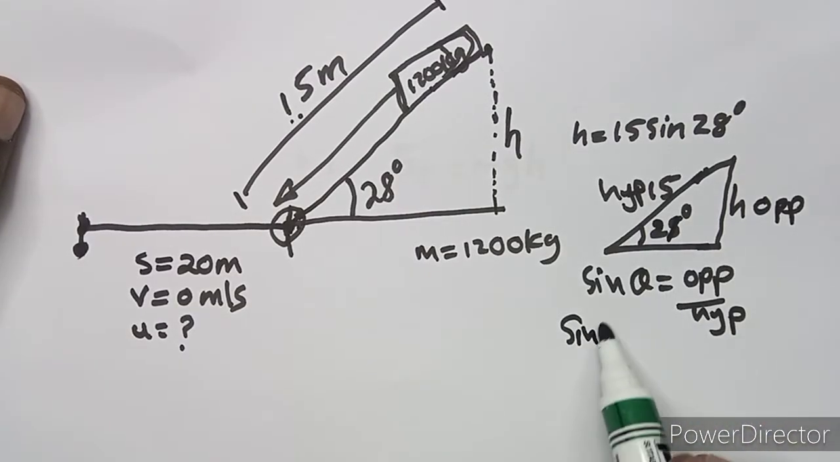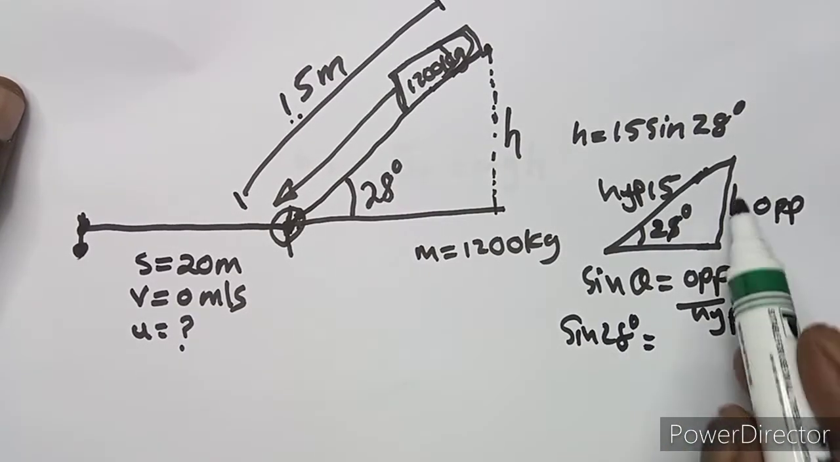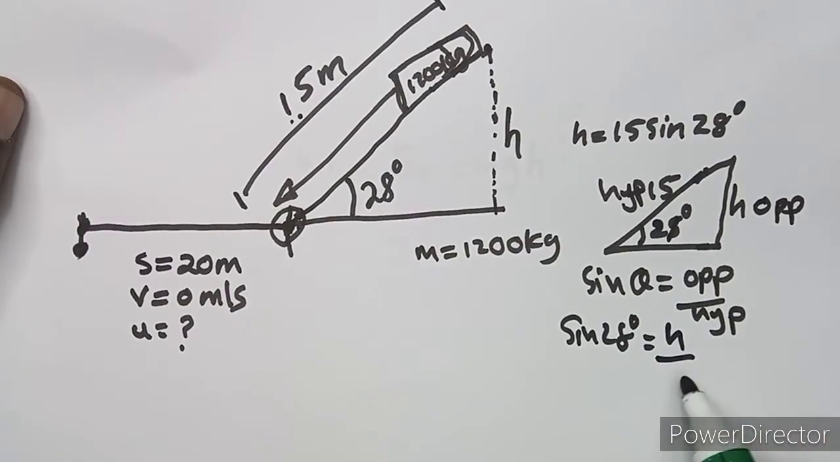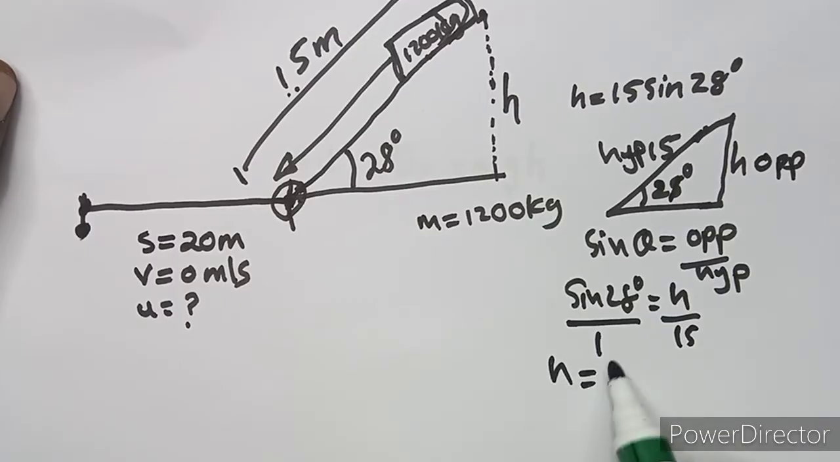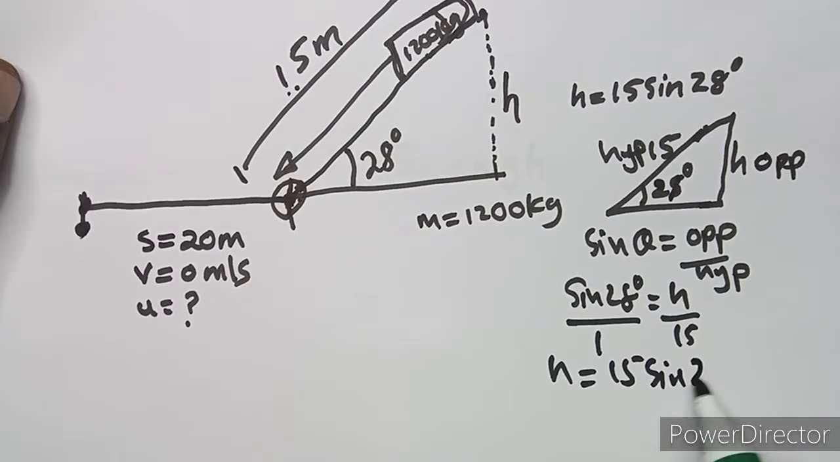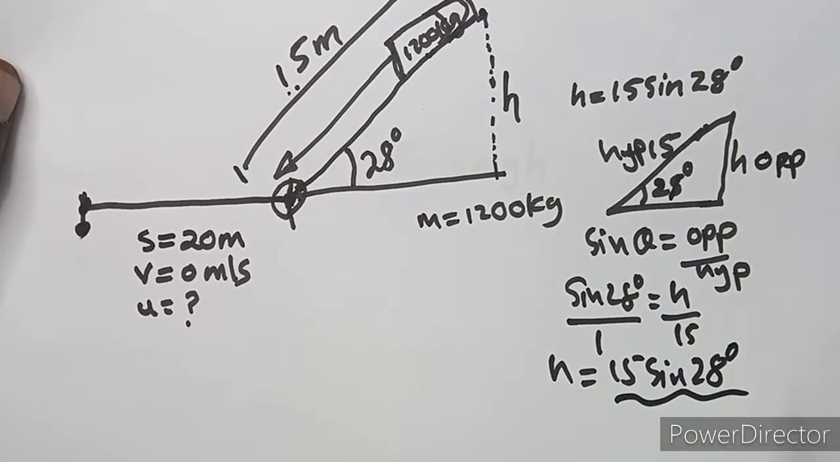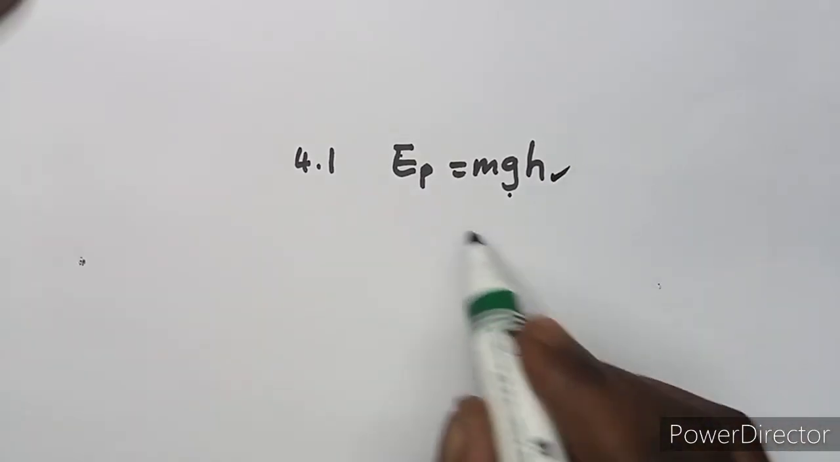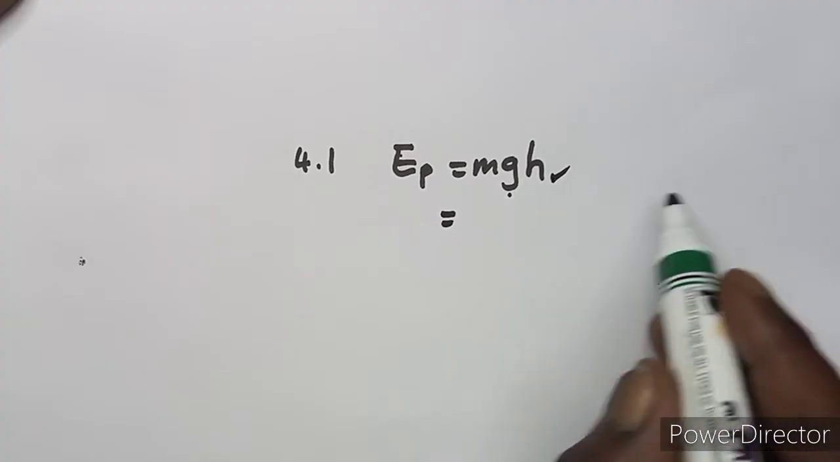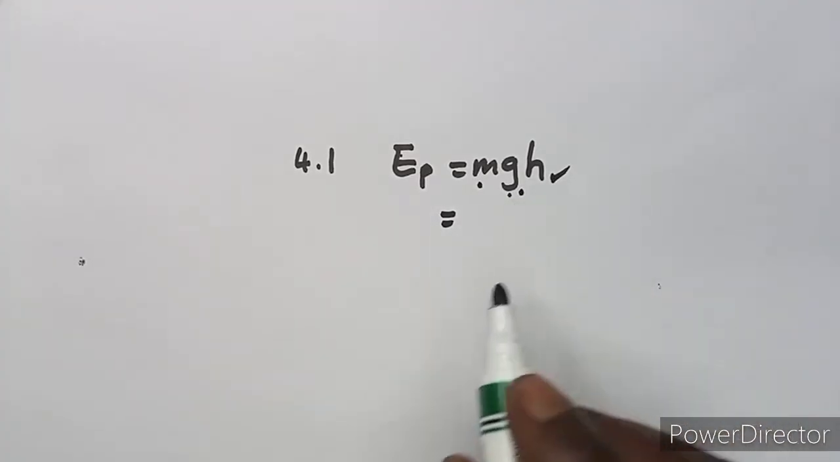So sine 28 degrees is equal to the opposite, which is h, over the hypotenuse, which is 15. So you can cross multiply, so h is equivalent to 15 sine 28 degrees. Okay, so this is from your mathematics, but you can just write this knowing that it's going to be sine theta. Okay, so mass times g.